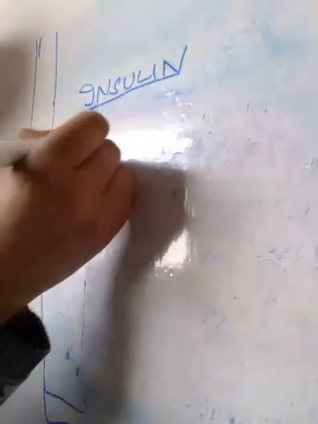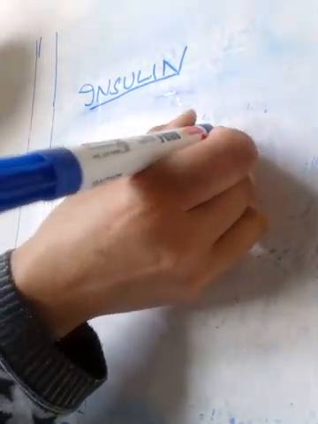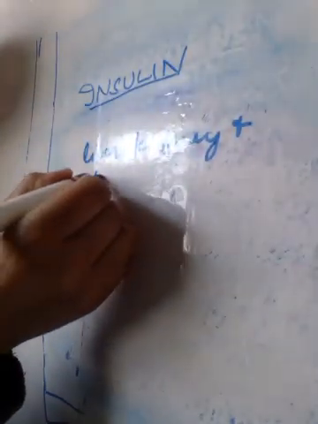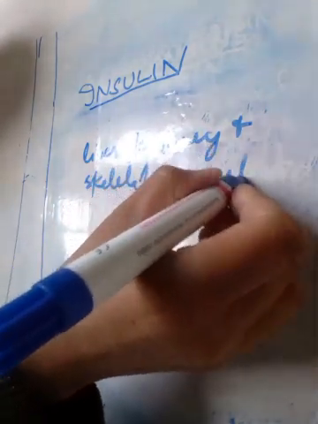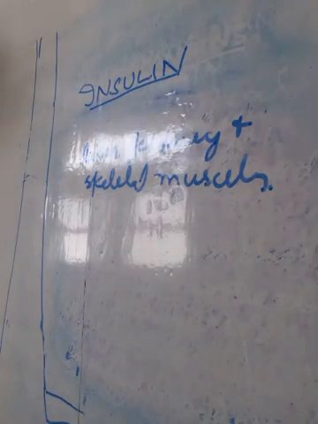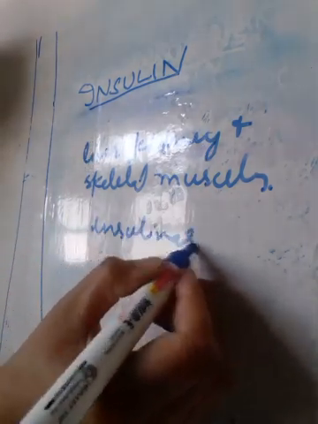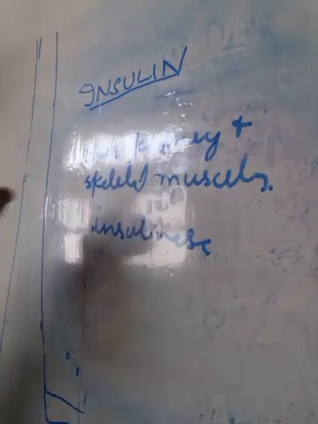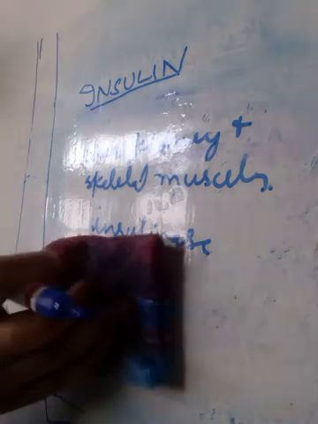It is metabolized in liver, kidney and skeletal muscles by means of an enzyme that is known as insulinase. Insulinase degrades its chains, which get converted into simpler components. Now, before starting the actions of insulin, let us study a few of the terms related to its action.